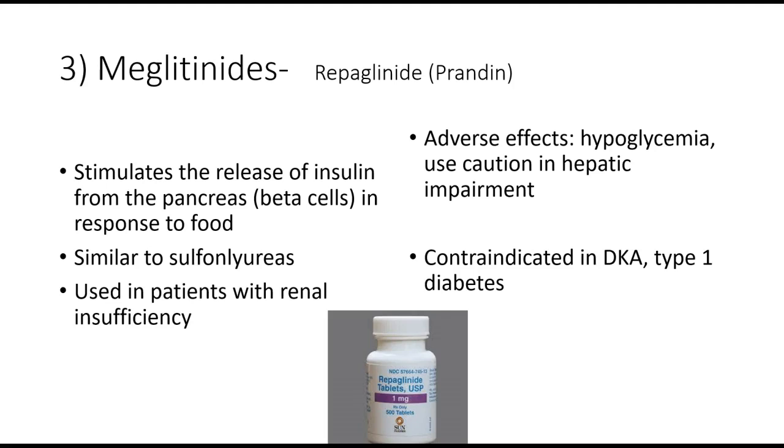And this one is nice because we can use it in patients with renal insufficiency because there is no renal excretion happening. So this is one of those that we can use in patients that have renal dysfunction. It can cause hypoglycemia. Again, that's related to the stimulation of insulin being released from the pancreas. We also want to use some caution in hepatic impairment because it is metabolized in the liver. And again, it's contraindicated in DKA and type 1 diabetes because these patients have to have insulin to treat those disorders.